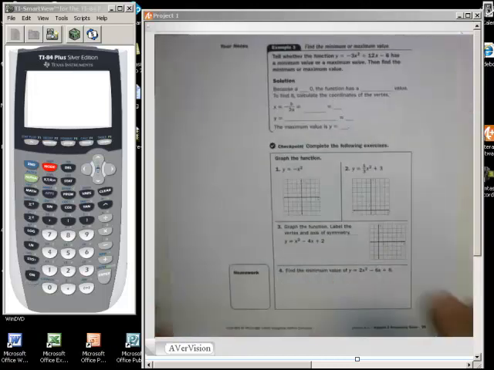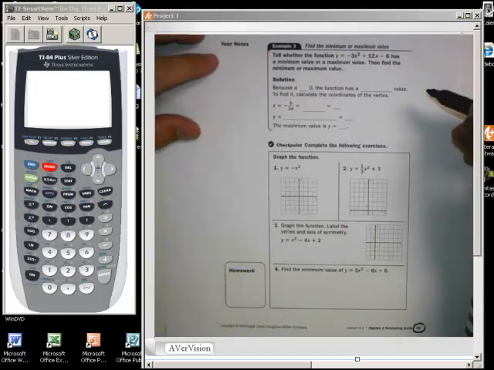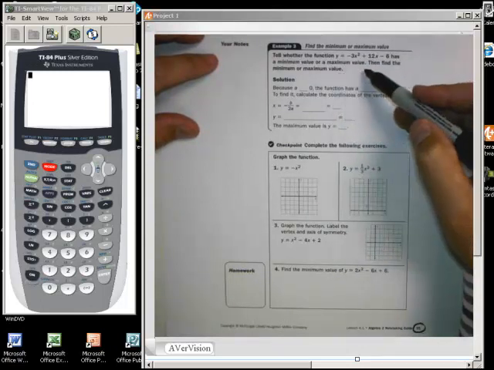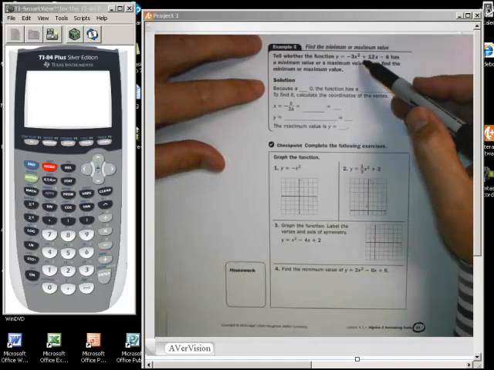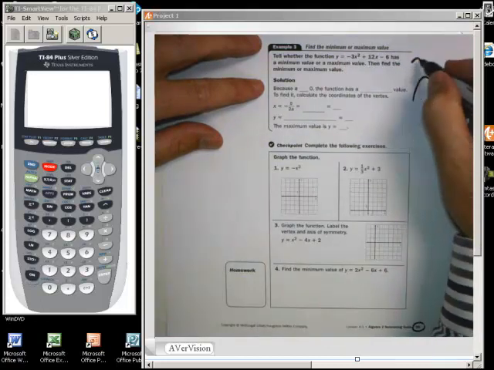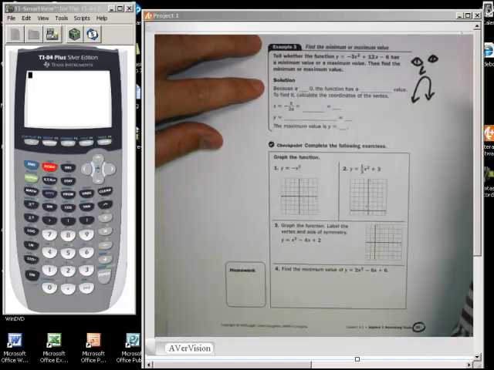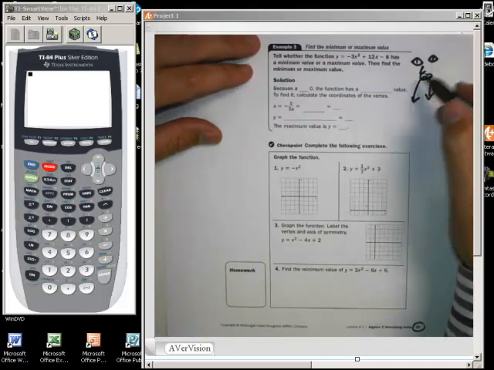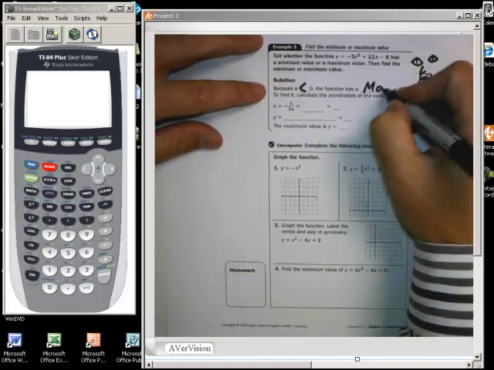And right here, on our last page of notes, on page 95, talking about section 4-1, it says, tell whether the function y equals negative 3x squared plus 12x minus 6 has a minimum value or a maximum value. Then find the minimum or maximum value. When I look at this, does it have a minimum or a maximum? Well, look, negative people frown, so this thing must have a maximum. Because a is less than 0, the function has a max value.